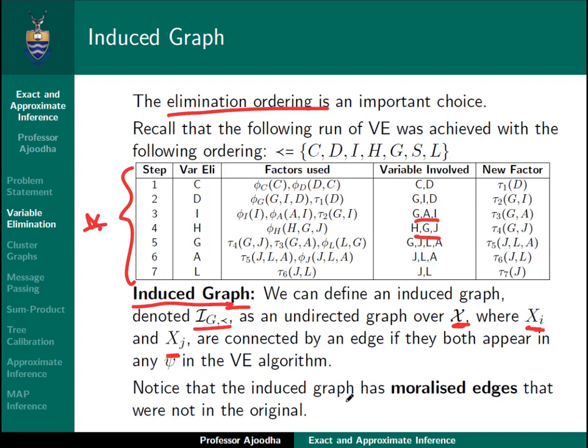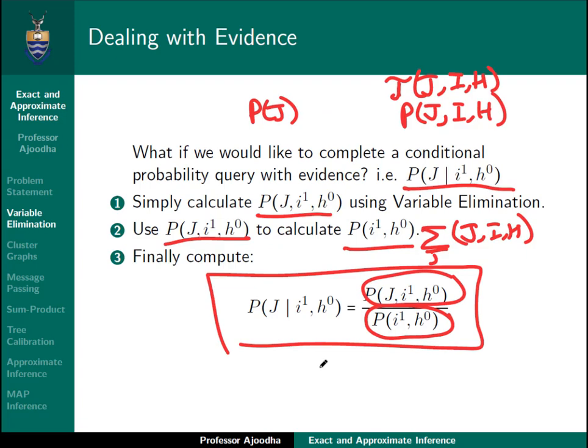So notice that the induced graph actually moralizes the edges. Now, I don't know who came up with this word of moralizing edges. It's like if these are all together, then they all must be married. I don't know who came up with that, but it's very strange. It must be historic. So it's moralizing edges between the variables involved, and these are not in the original graph.